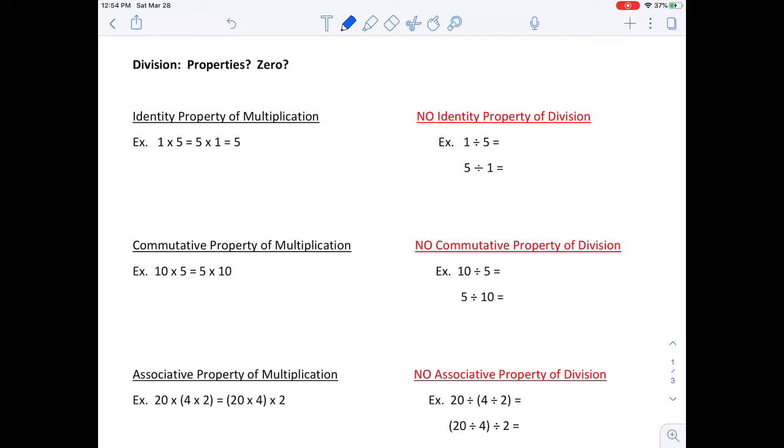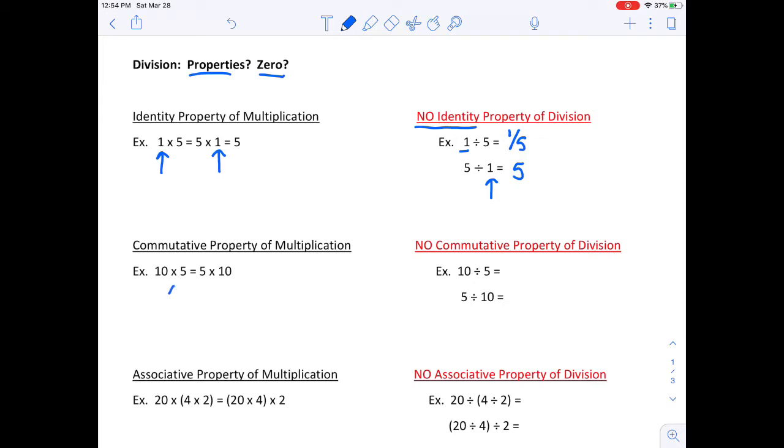Let's compare division to multiplication with regards to properties and the number 0. In multiplication, I can multiply a number by 1 and it doesn't change the value of the number. It doesn't matter whether it's in the first factor or the second factor. In division, if the dividend is 1 and if the divisor is 1, I get two different answers. There's no identity property of division.